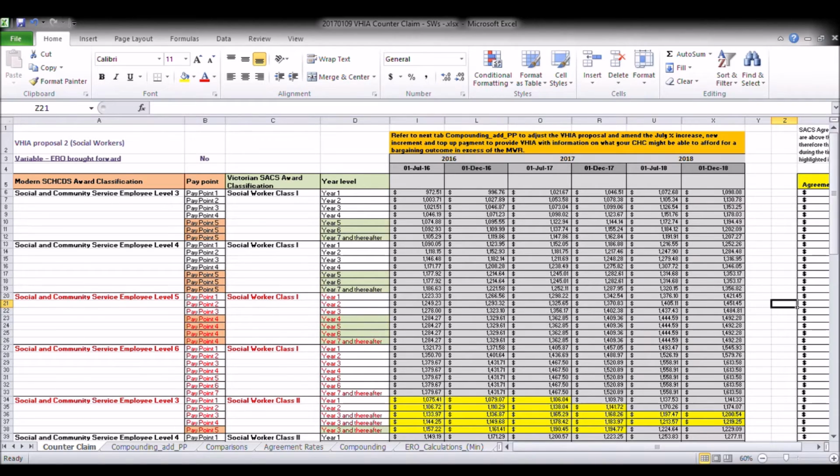The same process for ensuring you reference the correct translations that we showed you in the ASU counterclaim spreadsheets needs to occur for the VHIA proposal as well. For example, under the agreement, you might have a social worker, class 1, at the top of their yearly increment that translates to a SACS level 4 under the Modern Award. Therefore, to ascertain what the wage rates are for the VHA proposal 2, you need to analyse row 19.